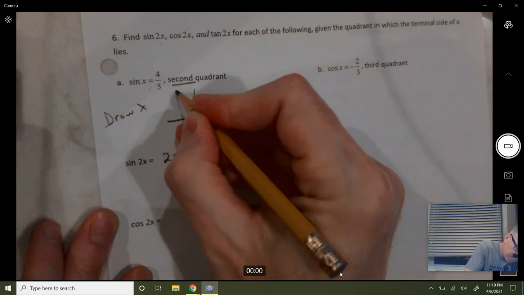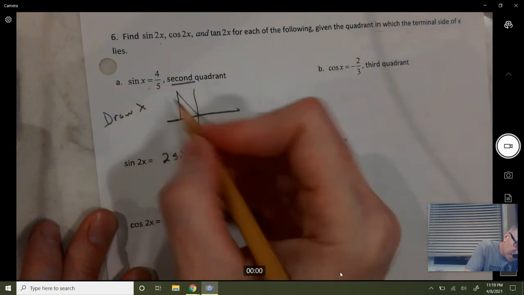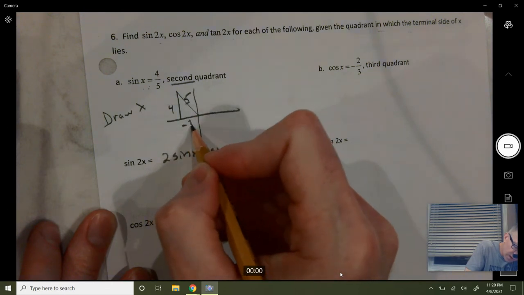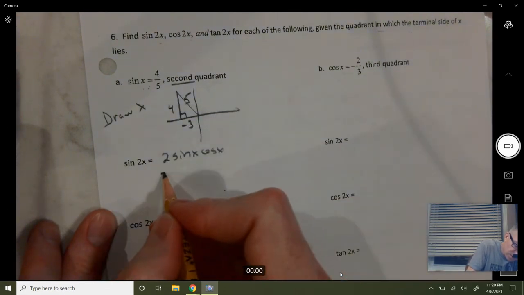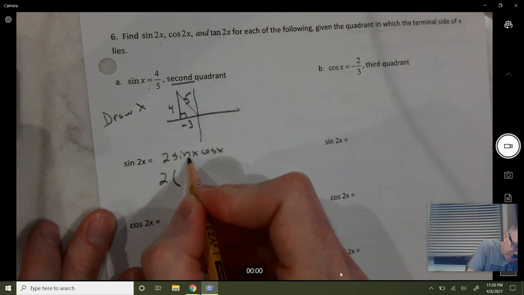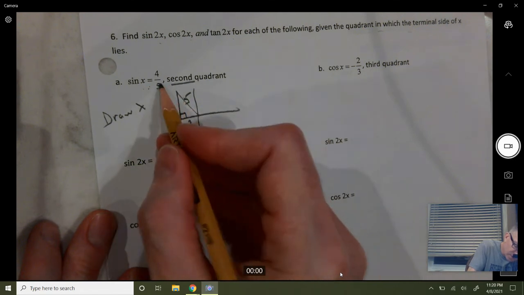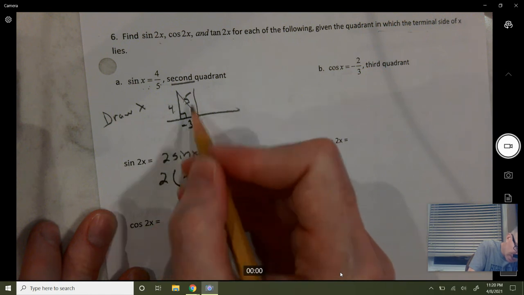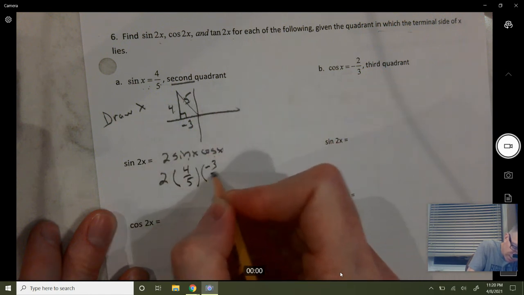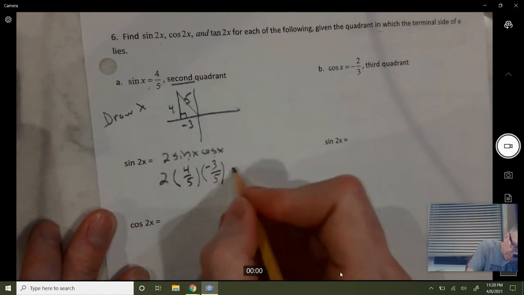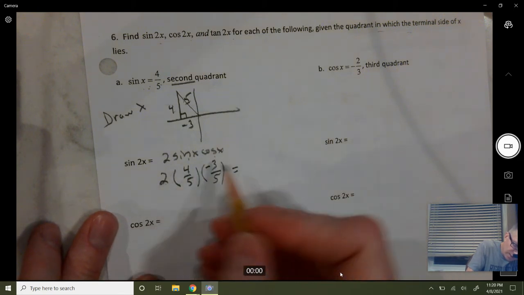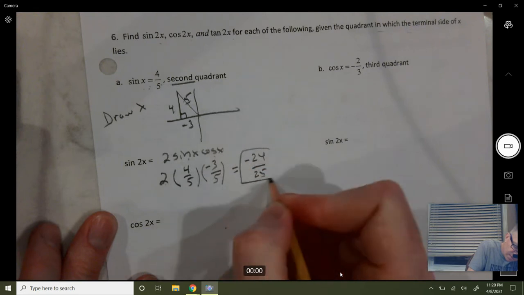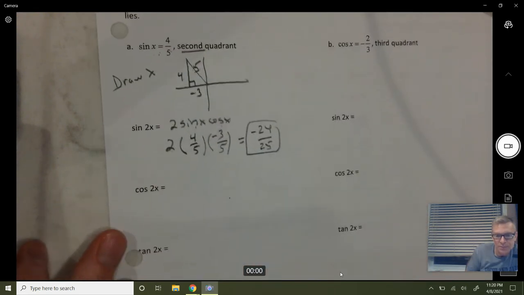Okay. And the sine of x is 4 over 5, so 4 over 5, that's a 3, 4, 5, so we get a 3 here. So 2 times the sine of x, which is 4/5, also given, times the cosine of x, which is negative 3/5, which equals 2 times 4, 8 times negative 3, negative 24 over 25, sine of 2x.